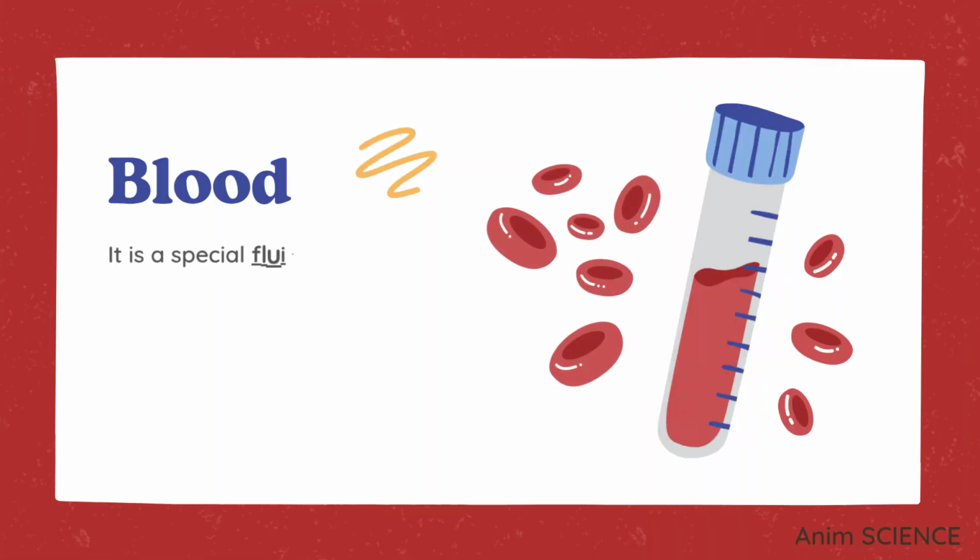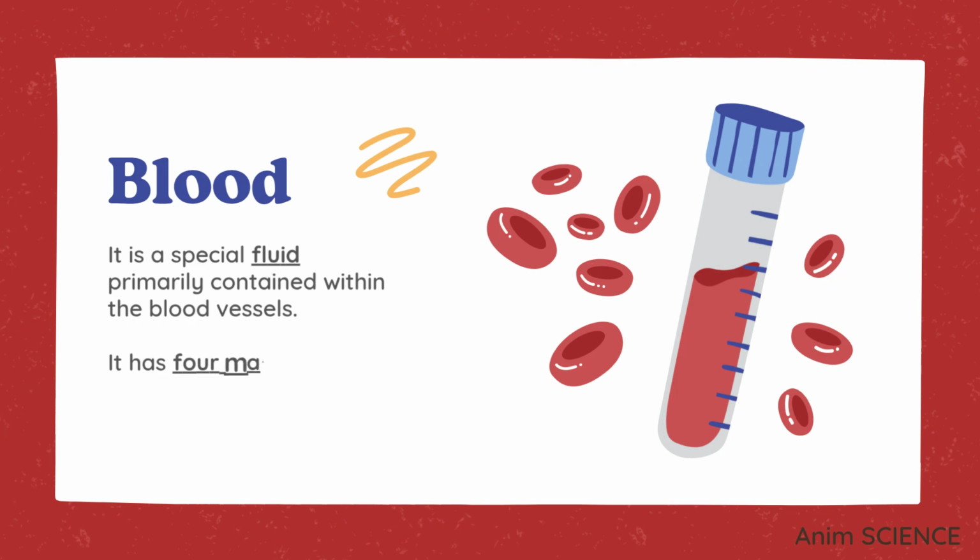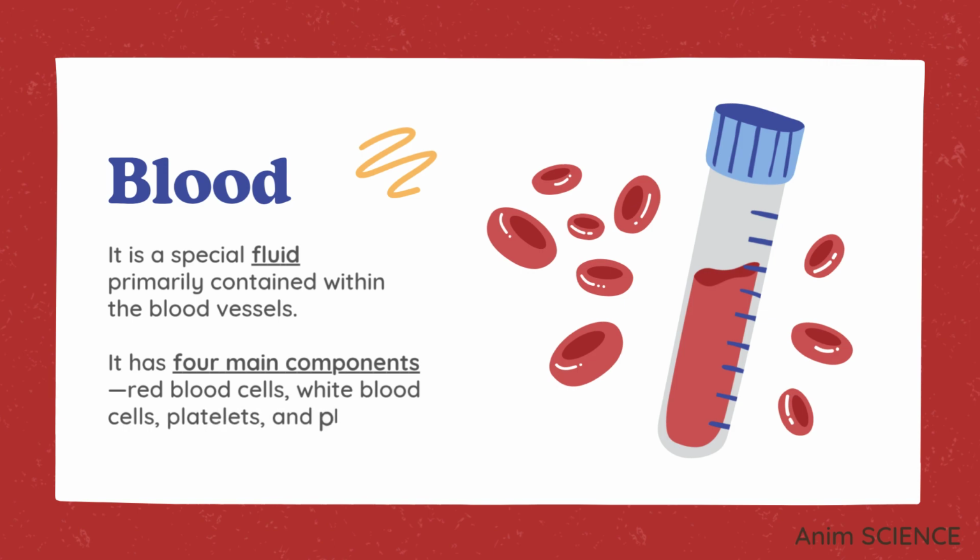Now let's move on to the next important part of the circulatory system, blood. Blood is a special fluid that flows inside our blood vessels. It plays a very important role in keeping our body healthy. Blood helps in carrying oxygen and nutrients to body cells, removing waste materials, and protecting the body from diseases. Blood is not just a red liquid. It is made up of different components, each with a special function.